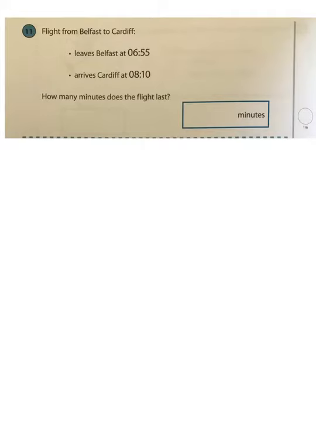The time question. What a surprise. There will be a time question. This one is about flights from Cardiff. It leaves at 0655, which is 5 to 7 or 6:55. Arrives in Cardiff at 8:10. That's a long flight. Must be quite a slow plane. It's only over the water. How many minutes does the flight last?